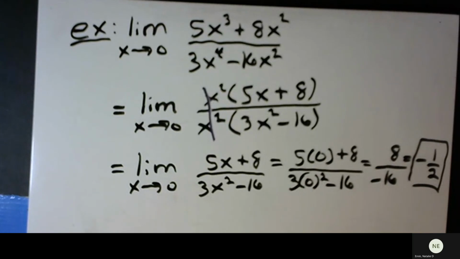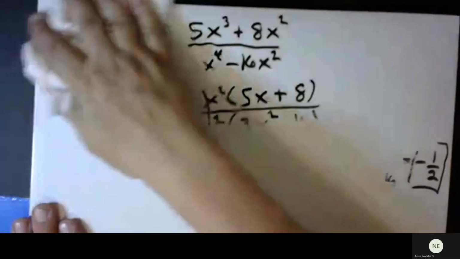So let me do one like this. There are some of these that have square roots where what we want to do is rationalize to take the limit.